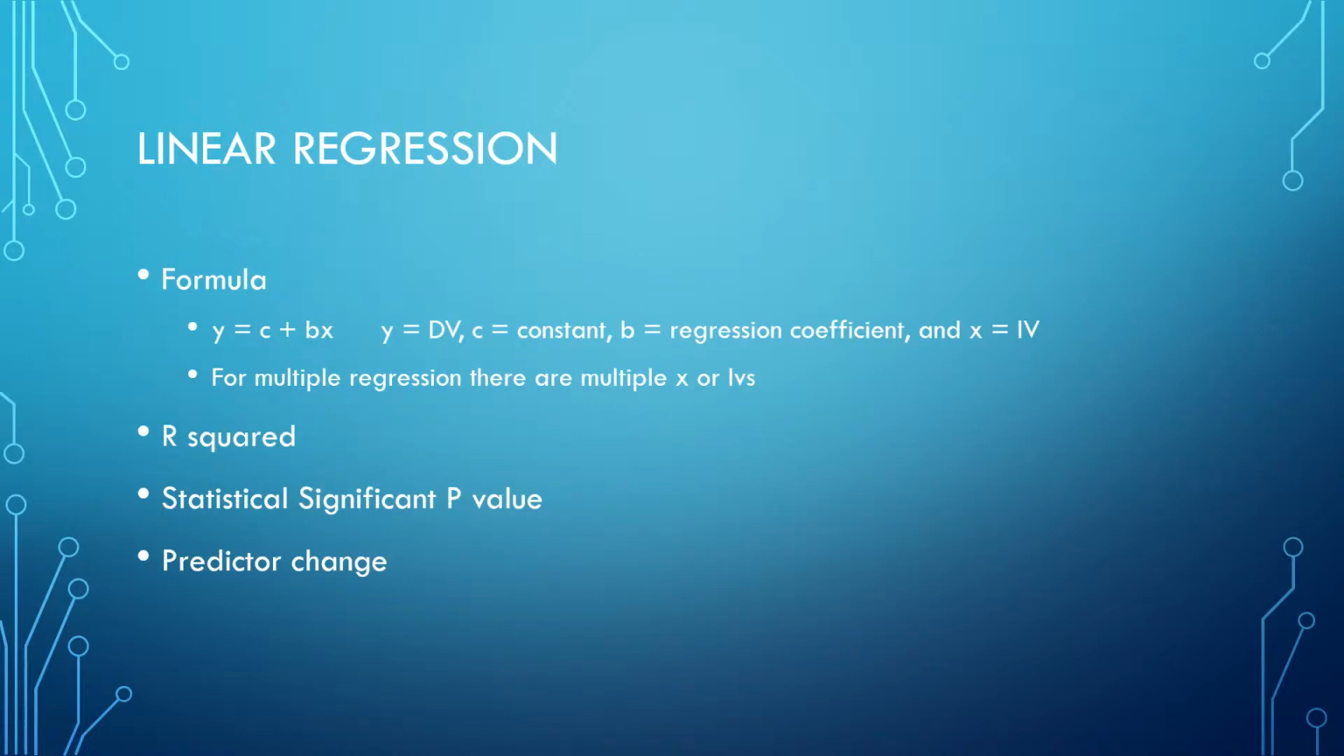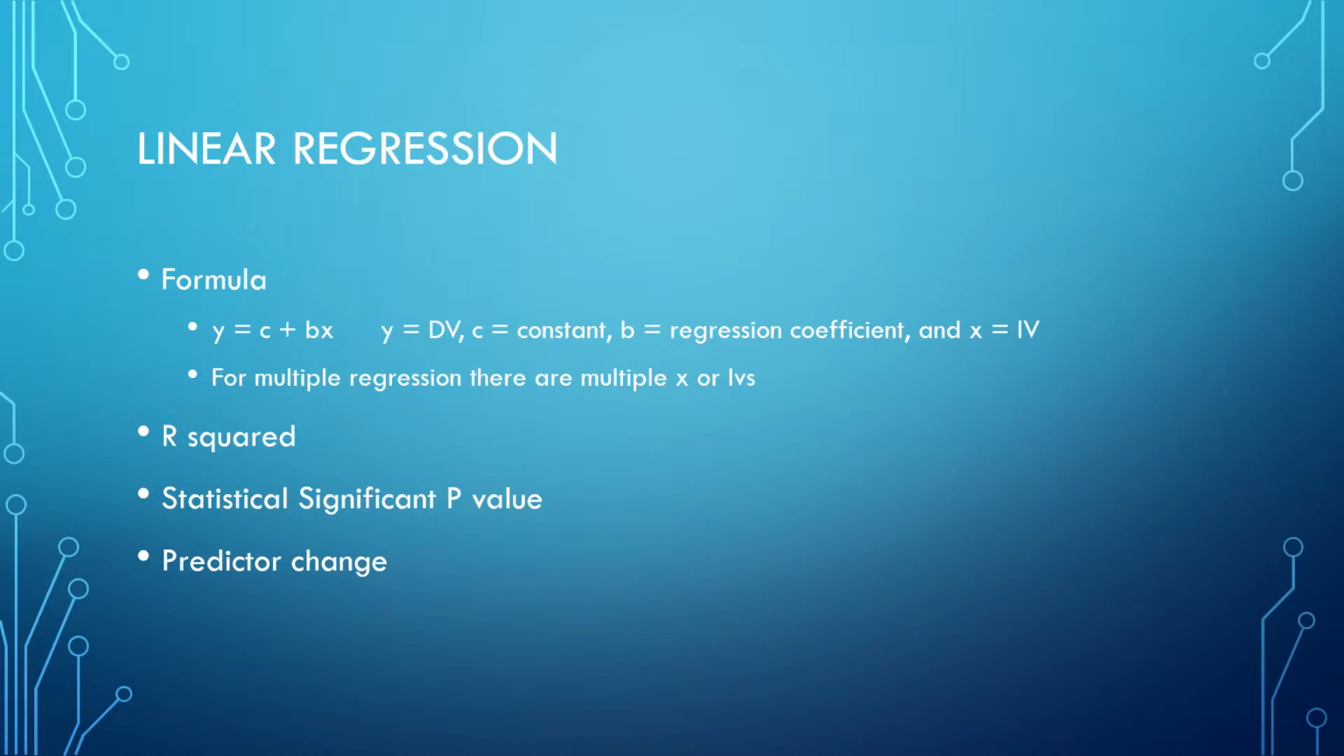In the simplest form, the formula shown here of the linear regression, where y is your dependent variable score, your c is your constant, which will be explained a little later, your b value is your regression coefficient, which shows the relationship among the variables, and your x score, which is your independent variable. Now, for multiple regressions, there are going to be multiple x's or multiple independent variables.